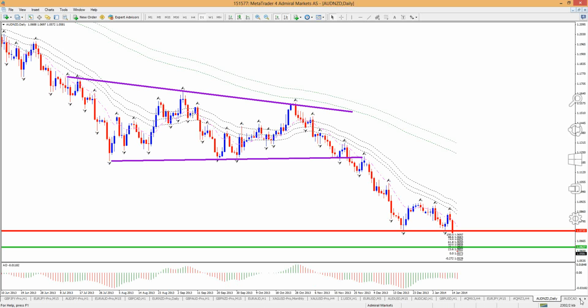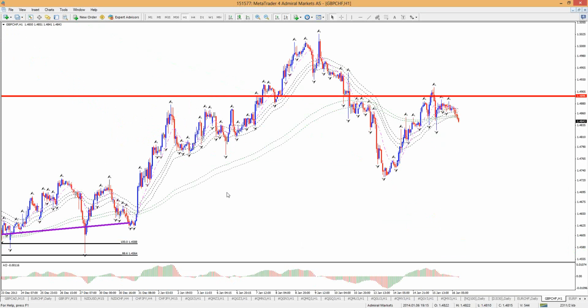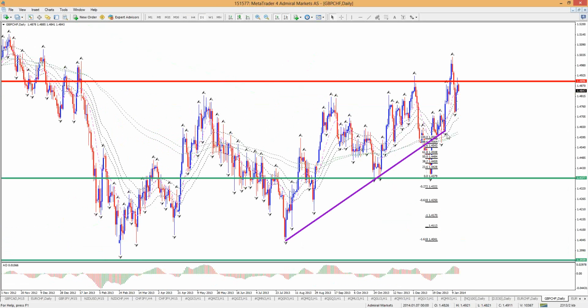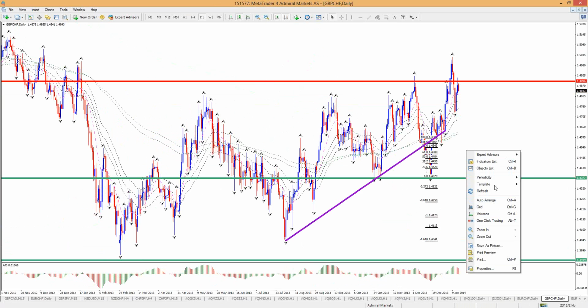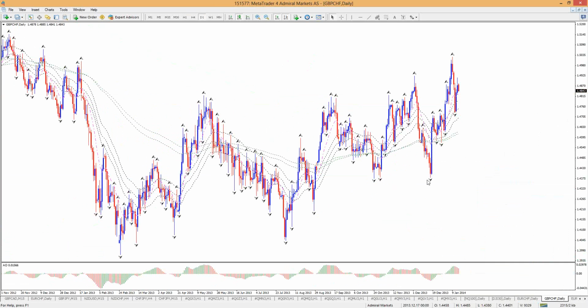Next one is pound Swissy. Can't seem to find it. One second. There it is. Let me take everything off to make it less messy. Let's see. Pound Swissy, very choppy, isn't it? Let me take a look at the weekly.